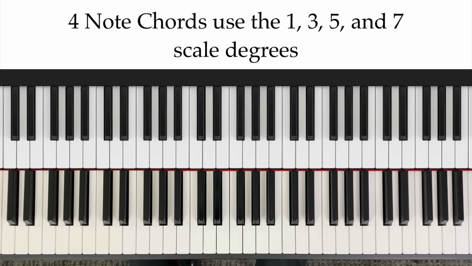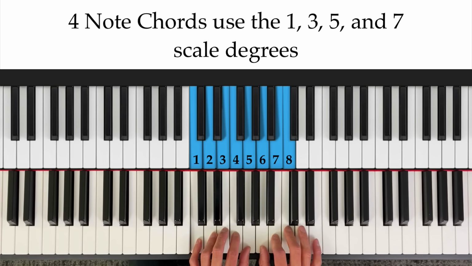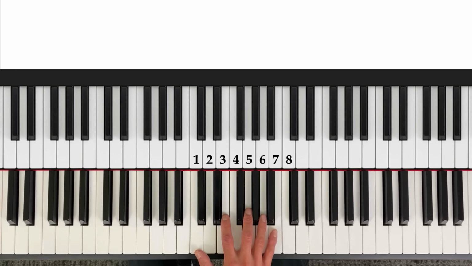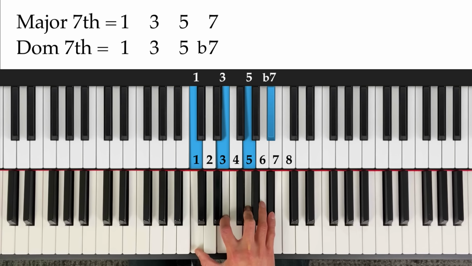Now let's look at our 4-note chords. Our 4-note chords will be using the first, third, fifth, and seventh scale degrees. So if we have our C major scale again, 1, 2, 3, 4, 5, 6, 7, 8, this is our 1, 3, 5, and 7. We're going to play all the different 4-note chords now by adjusting the 3, the 5, and the 7, either flatting or sharping. When we do nothing, just 1, 3, 5, 7, that's our C major 7th chord. Now if we flat the 7, that's our C dominant 7th chord.